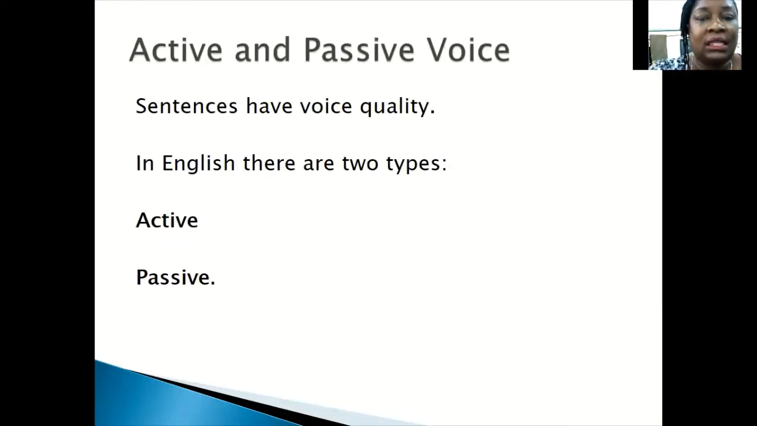And for you to build effective sentences, you must understand what we call active and passive voice in English. Sentences have voice quality. In English, there are two types, and these are the active voice and the passive voice.